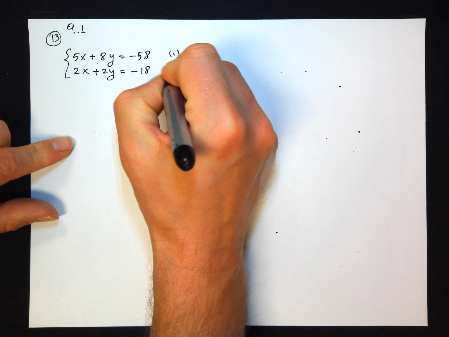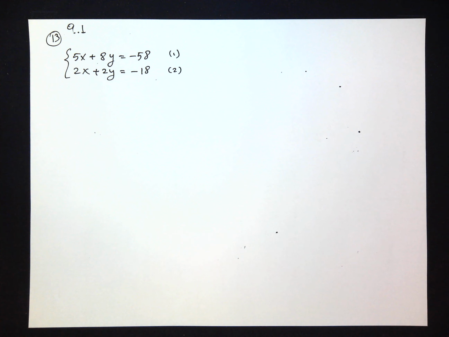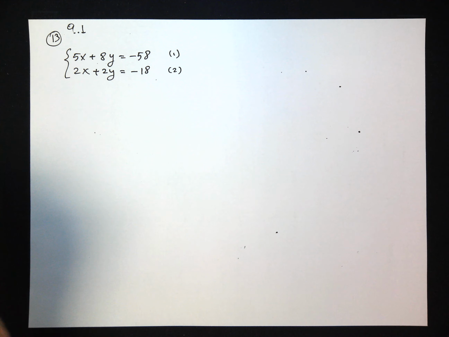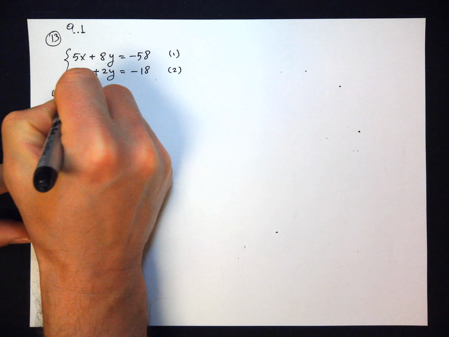So anyway, this is equation 1, this is equation 2. Again, we're going to do the same. We're going to work separately for each of the two equations. And again, it's a linear function, so we're going to bring it to the slope-intercept form, in the form of y equals mx plus b.